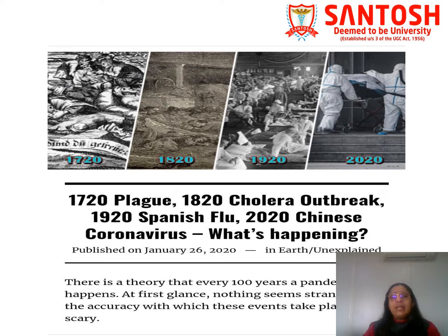Now this is a very interesting slide, which you can relate to, that every 100 years a pandemic has been occurring globally. You can see in 1720 it was plague, in 1820 it was a cholera outbreak, in 1920 it was Spanish flu, and in 2020 this COVID-19 pandemic has occurred. So this is a theory that every 100 years a pandemic happens. So this actually correlates with the theory, the timing of the pandemic.